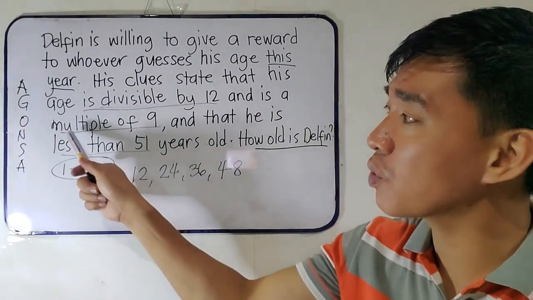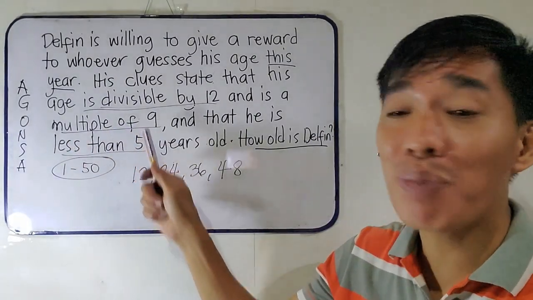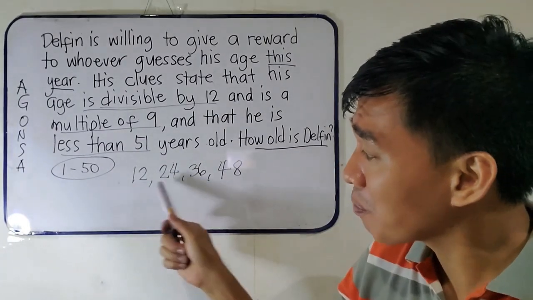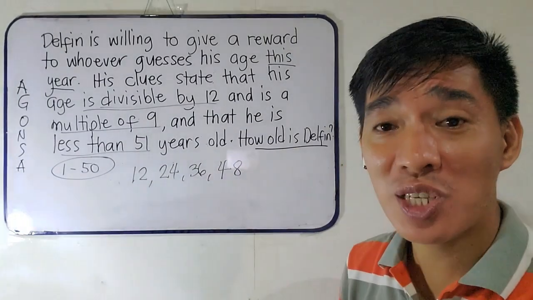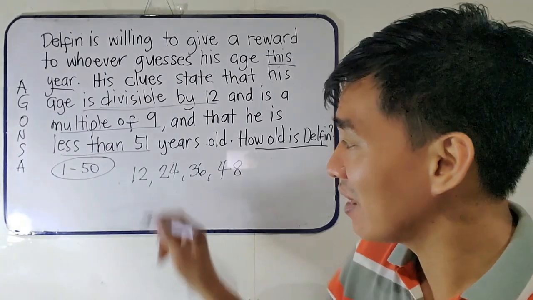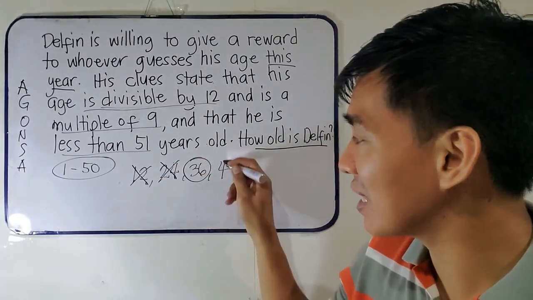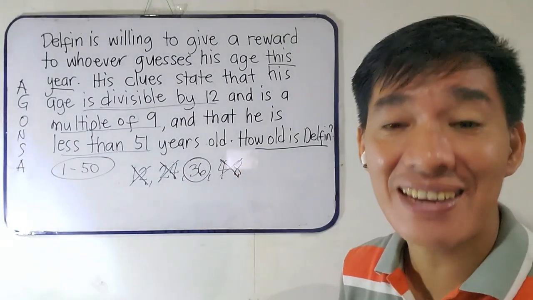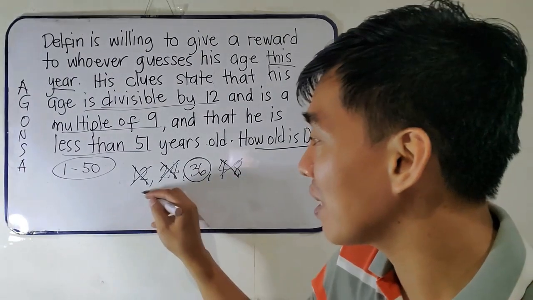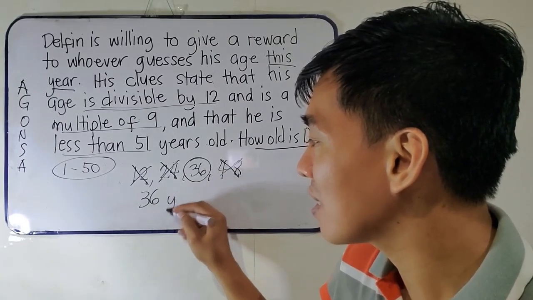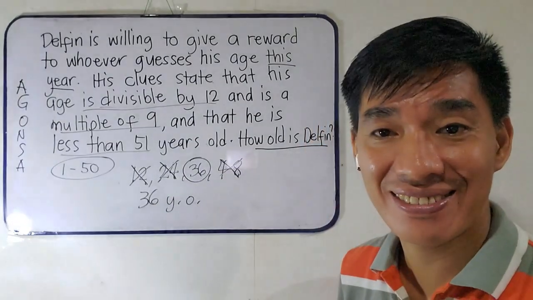The next thing that we have to do, it should be a multiple of 9. Among the possible answers, which is a multiple of 9? This is not a multiple of 9, not a multiple of 9, not a multiple of 9. Therefore, Delphine is 36 years old.